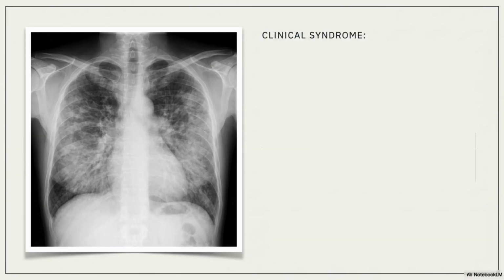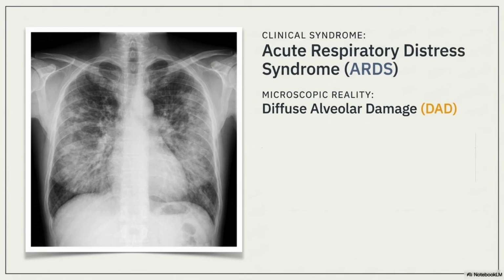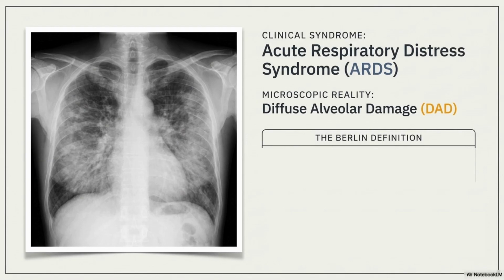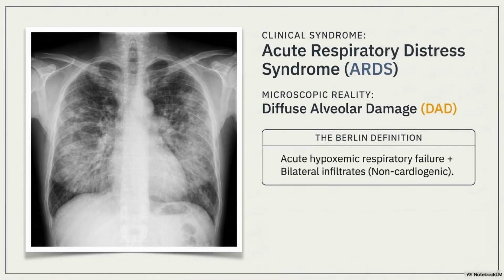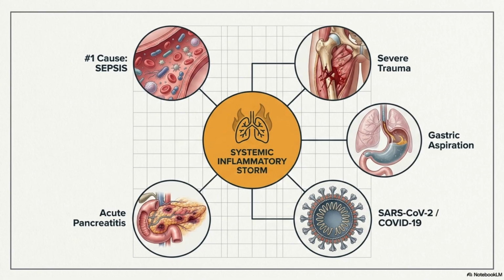The clinical syndrome you see in the ICU is called acute respiratory distress syndrome or ARDS. But the microscopic reality, what we see under the lens as pathologists, is diffuse alveolar damage or DAD. To diagnose this, we use the Berlin definition. It is acute hypoxemic respiratory failure combined with bilateral infiltrates that are strictly non-cardiogenic. And the math you must know for the boards: the PaO2 to FiO2 ratio is less than or equal to 300 mmHg. What triggers this? It all comes down to a systemic inflammatory storm.